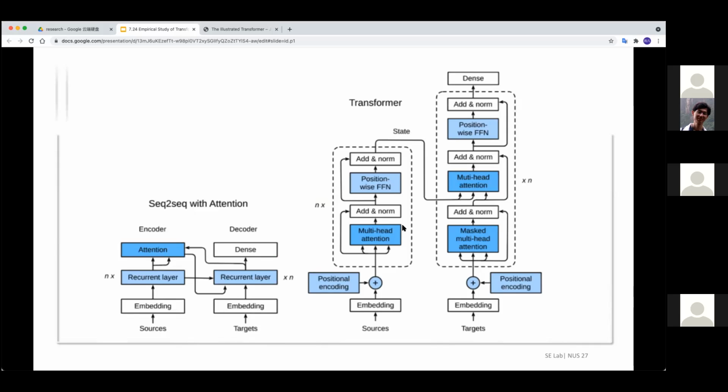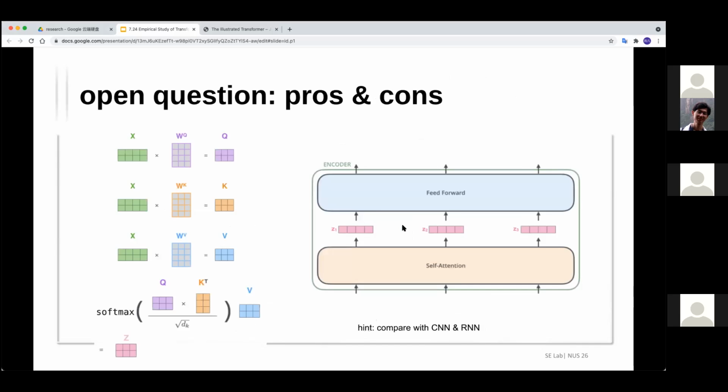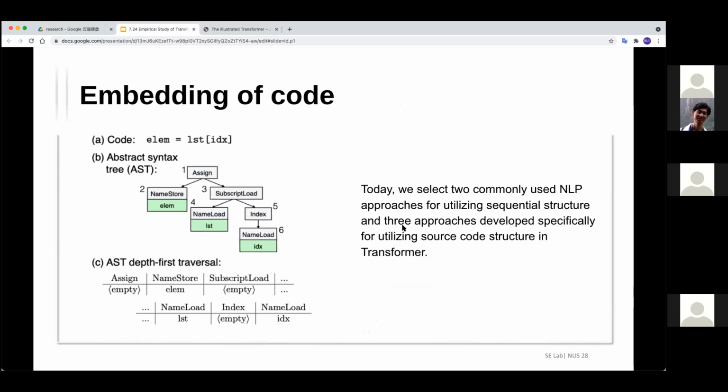Okay, so here is a conclusion of this transformer. Any questions here? By the way, when we are training our own transformer, we do not apply beam search during the training, right? Yeah. Okay. Any questions? Okay. So now we go to today's paper.